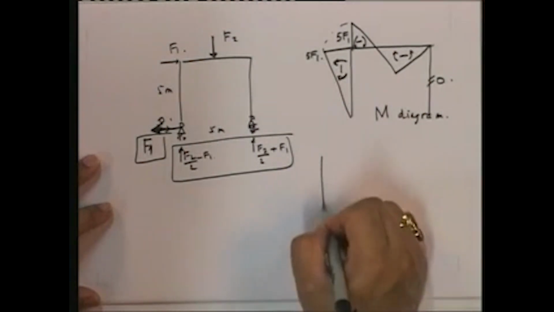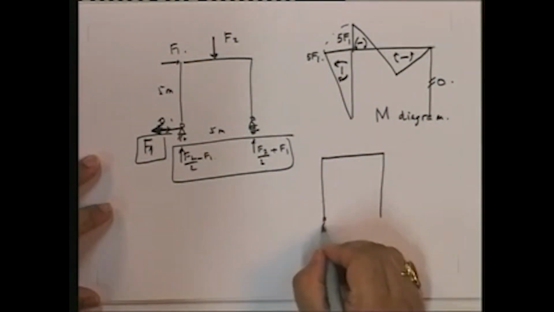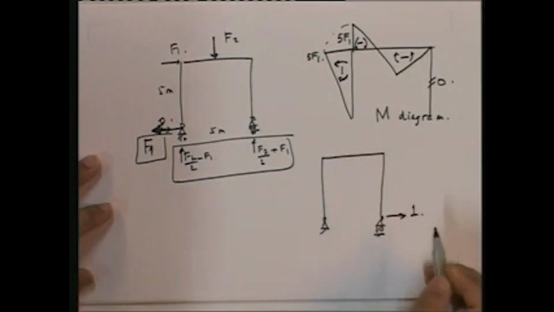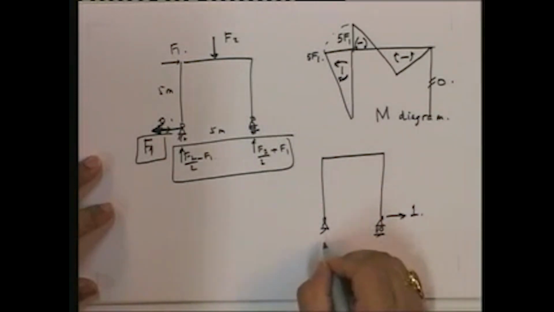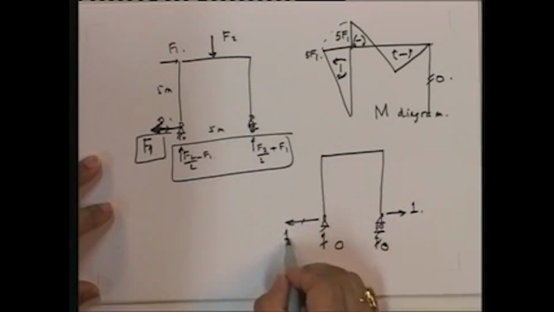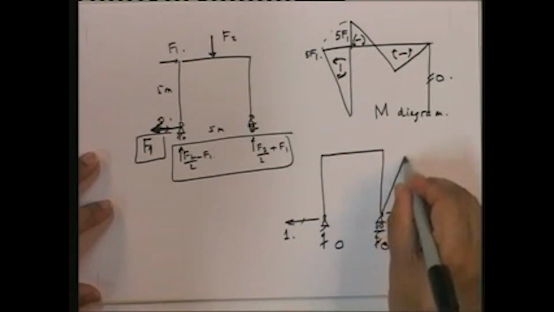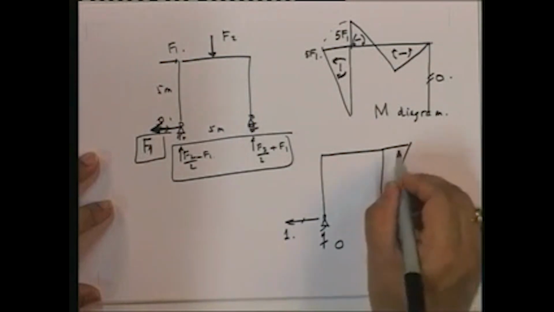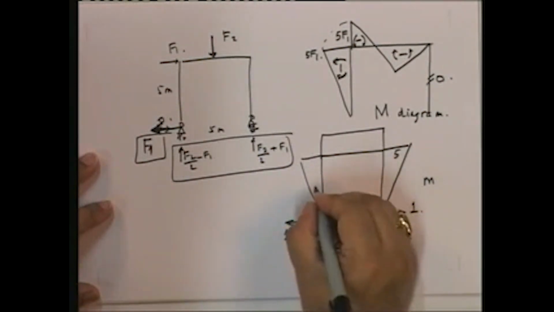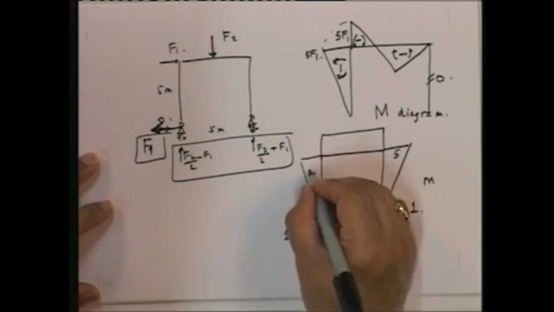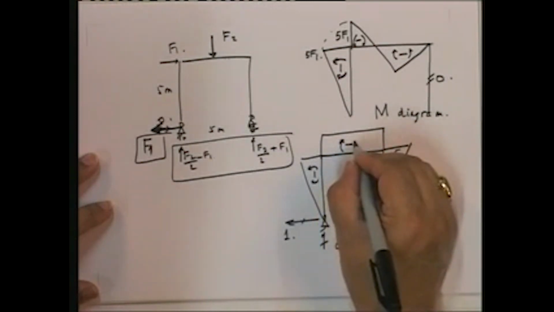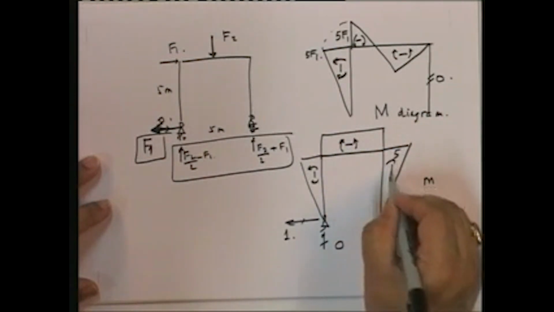Now, what is your small m? Put unit load here and find out the bending moment diagram. Note that in this particular case, this is going to be 0, this is going to be 0, this is going to be equal to 1. And if you look at the bending moment diagram for the small m diagram, this is going to be 5, 5, 5, with this in this fashion. This is going to be this fashion.